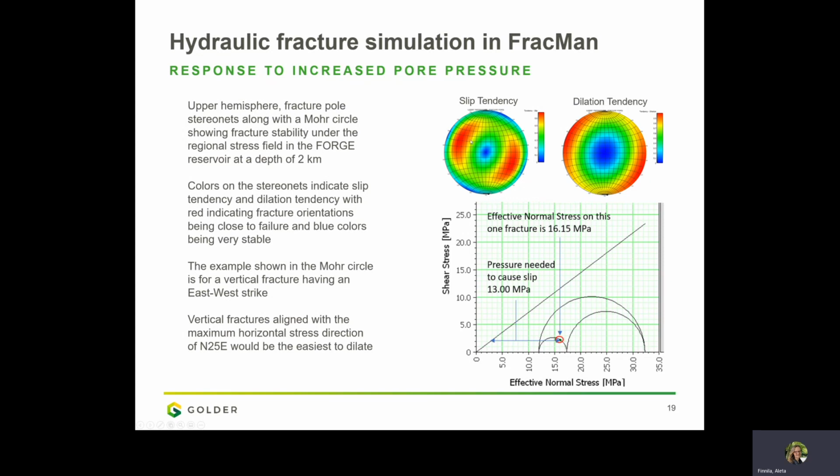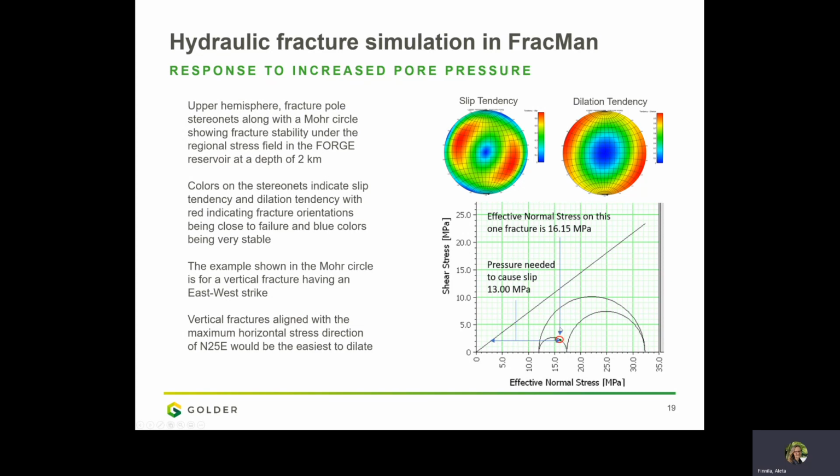The colors on these stereo nets indicate the slip tendency and the dilation tendency, where the red colors indicate orientations that would be close to failure, and the blue colors would be very stable. In this example, for this particular fracture, we show the Mohr circle here, where the fracture plots here. It's a vertical one, and it's showing that it's actually pretty stable. We can calculate the effective normal stress on it, and then also the pressure needed to cause slip. This would be the pressure required to cause dilation. This would be the pressure required to cause slip.